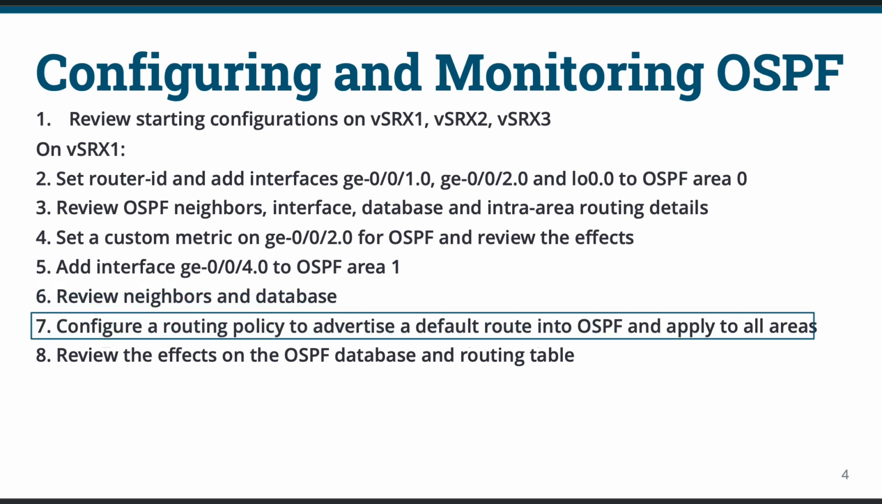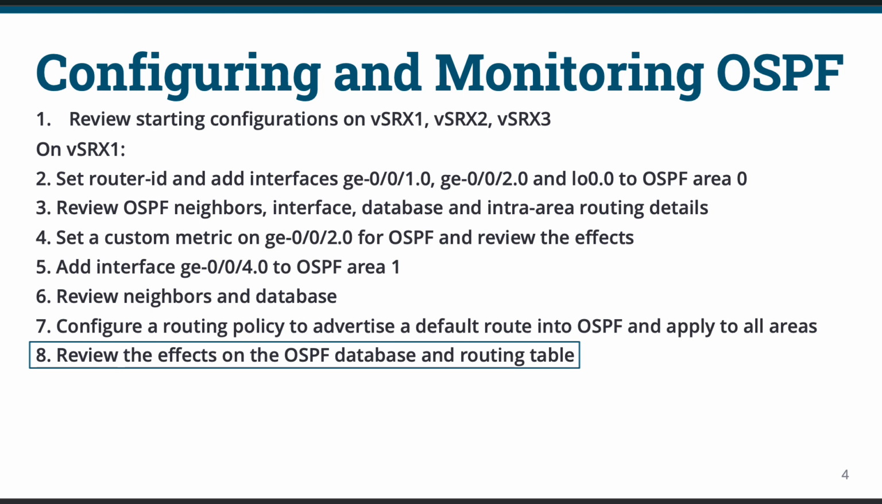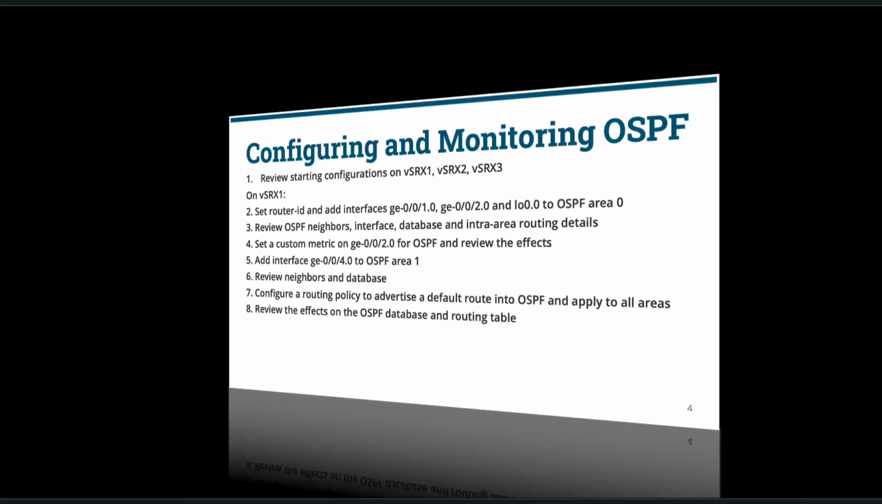Finally, we'll configure VSRX1 as an ASBR by setting a routing policy which will redistribute a default route into OSPF. This policy will apply to all OSPF neighbors, and once committed, we'll take a look at the database and routing table once more to see the effect of making VSRX1 an ASBR. That'll wrap up our configuration and monitoring of OSPF section. Then we'll move on to troubleshooting OSPF.